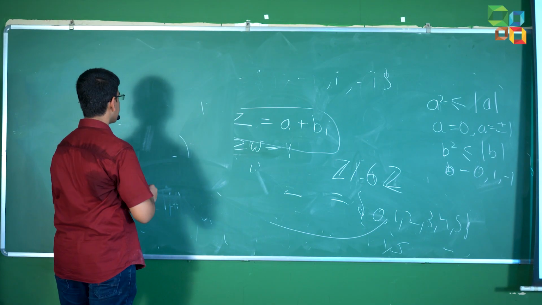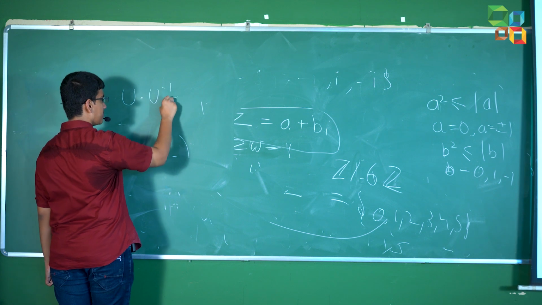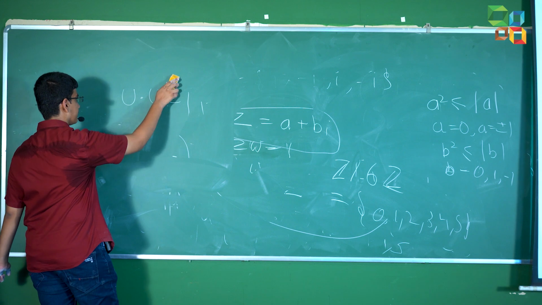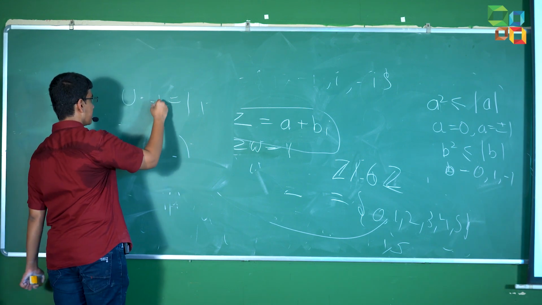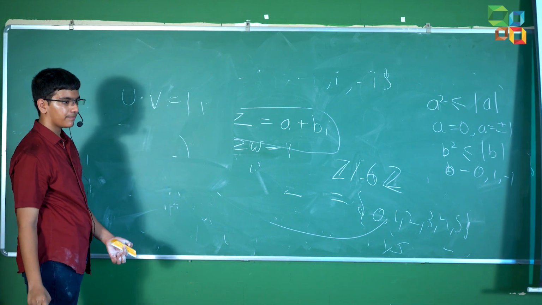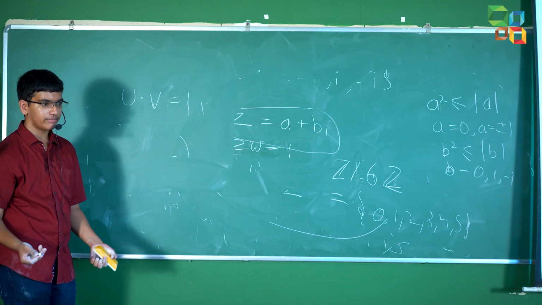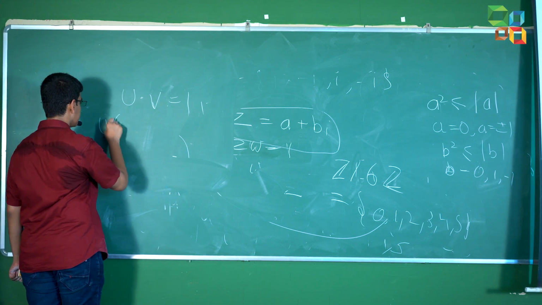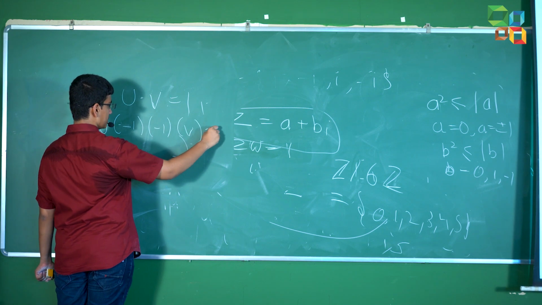You take U, right? You have some number U inverse. Let's call it V. U into V is 1. This is the definition of a unit. Now you can multiply with 1 on both sides. But what is 1? It's negative 1 into negative 1. Right? So you can take U into negative 1 into negative 1 into V equals 1.